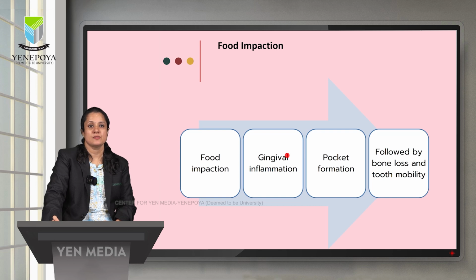So what happens when there is a food impaction? Food impaction can lead to accumulation of food debris in the interdental region, which can initiate gingival inflammation, further lead to pocket formation, and which is followed by bone loss and tooth mobility.